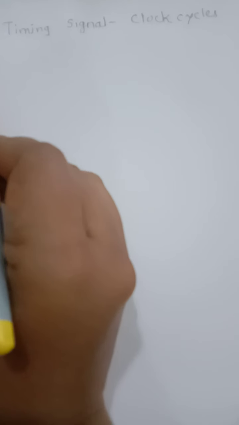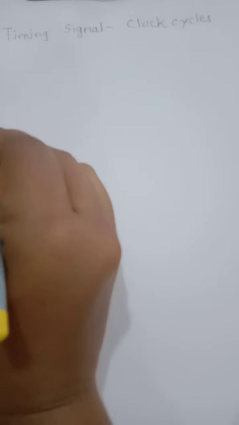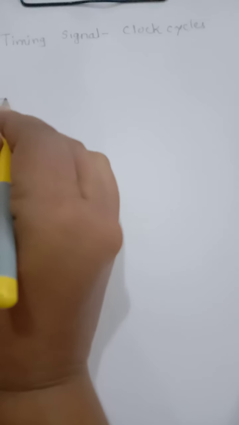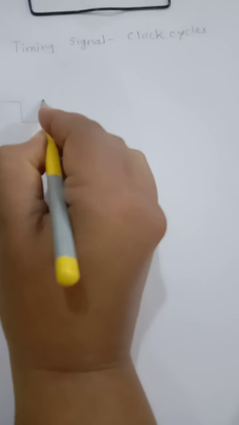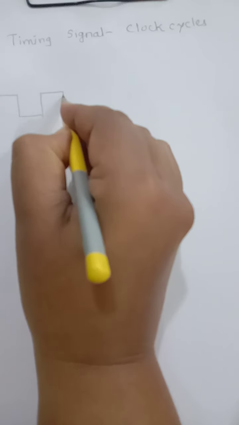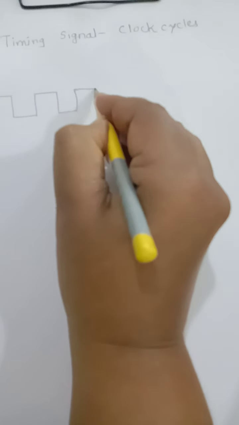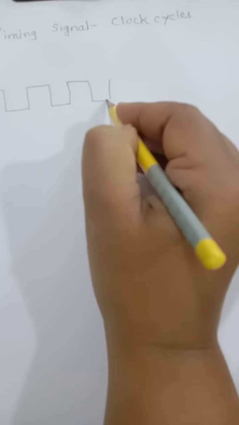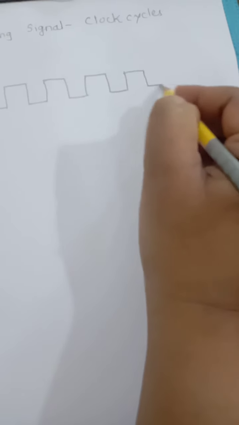So, what is a clock signal, which is also known as a timing signal? It is nothing but a square wave. Let me draw the square wave here. All of you must have seen this type of signal when performing practicals in the laboratory on a CRO, right?